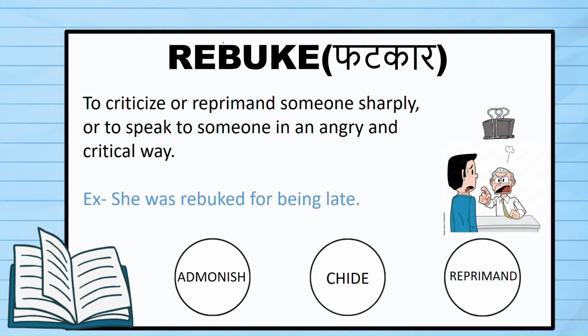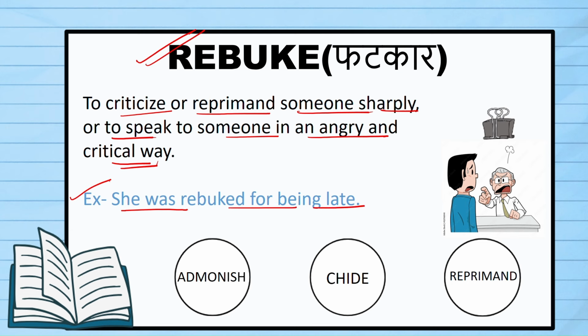Next, we come to the second word, which is rebuke. Rebuke means to criticize or reprimand someone sharply or to speak to someone in an angry and critical way. So when you're trying to speak to somebody very angrily or in a very critical way, that is, you're analyzing their work in a negative way. Okay. Coming to the example, we have: she was rebuked for being late. So she was critically analyzed or shouted at for being late.